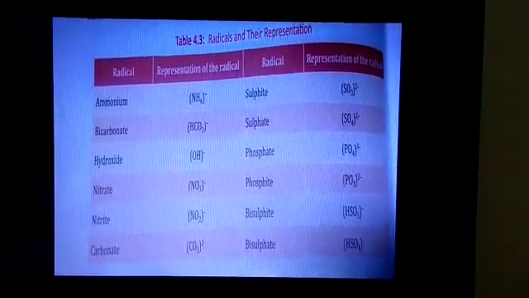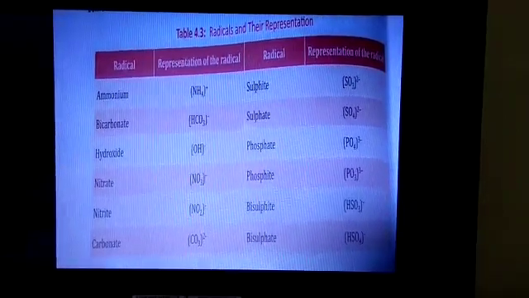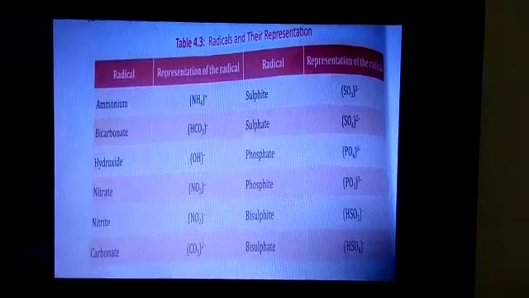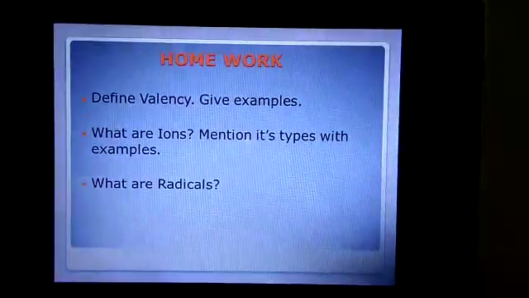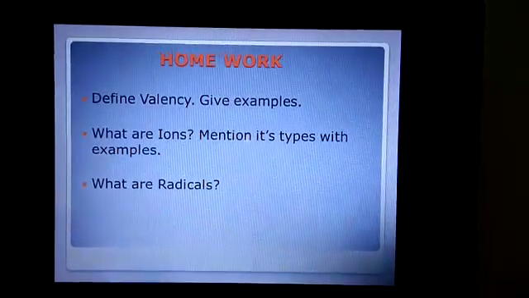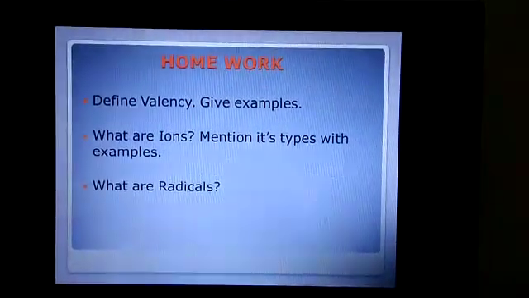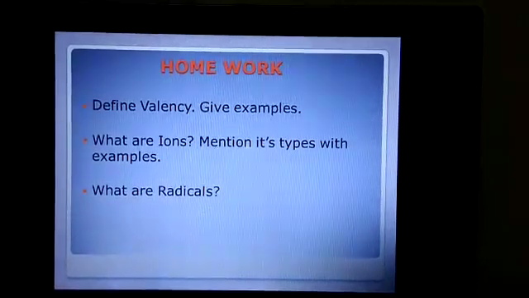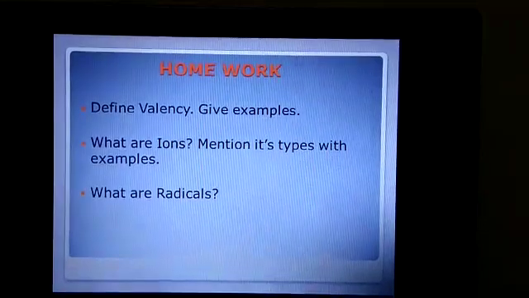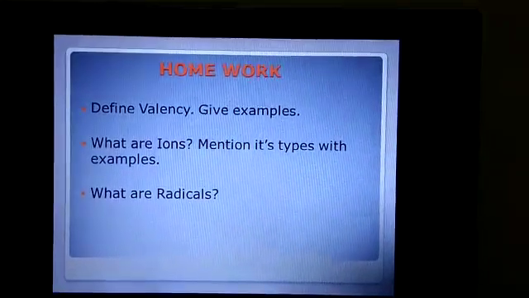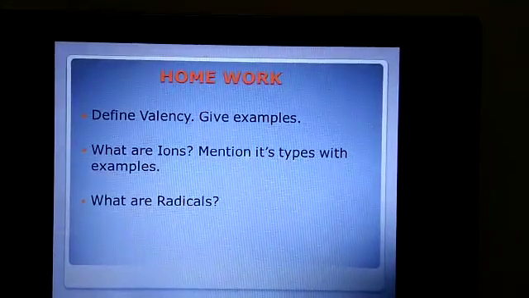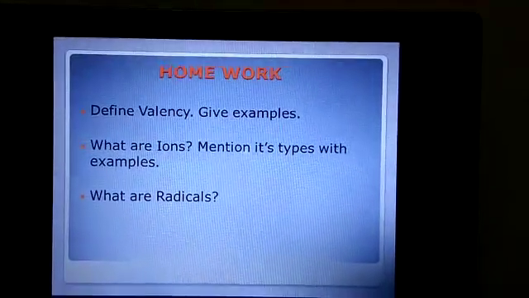Now this is all about valency, ions and radicals. Learn their examples. Today's homework: Question 1, define valency and give examples. Question 2, what are ions? Mention their types with examples. Question 3, what are radicals? Write these answers in your chemistry notebook.